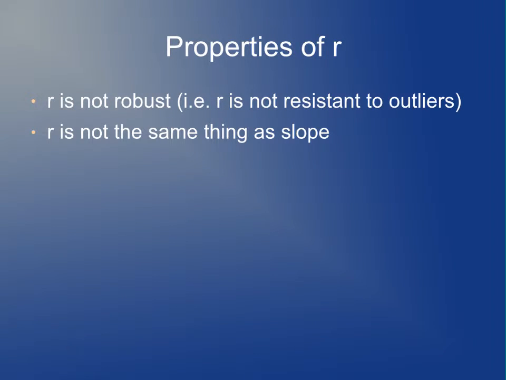Additional properties of R is that R is not robust. A single outlier can greatly skew your value of R, and it's also not the same thing as the slope between x and y. We'll see in a future lecture that there is a relationship between R and the slope, but R is not the slope.